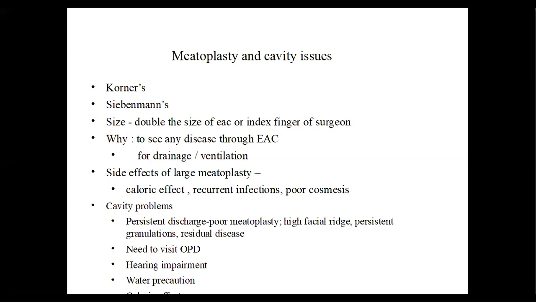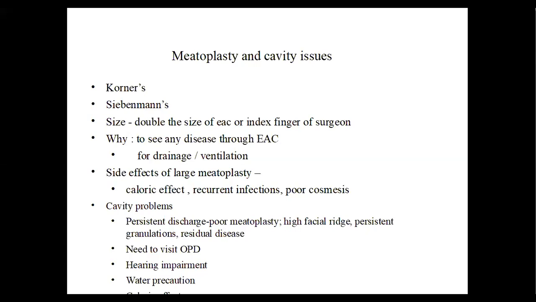Then if you say myoplasty, the next question will be about the mastoid cavity. What are the various problems a mastoid cavity can lead to? The first thing is the patient will come to you repeatedly because of persistent discharge from the ear, so he needs to visit your OPD repeatedly. Then the patient has difficulty in wearing a hearing aid, so hearing impairment is one of the problems with the cavity. Then the patient has to always follow water precautions, so whenever there is water entry, he may develop giddiness because of the caloric effect. So these are the various problems a patient with a mastoid cavity can have.